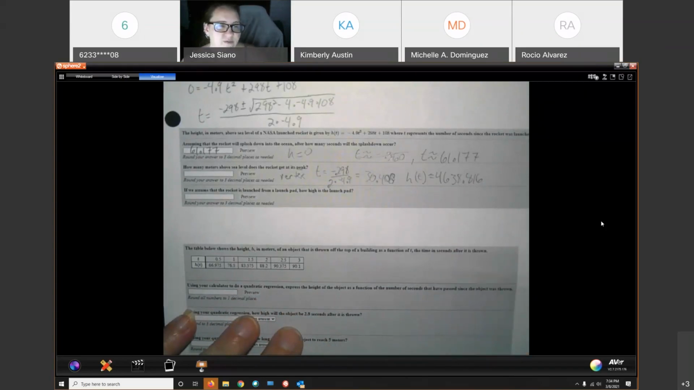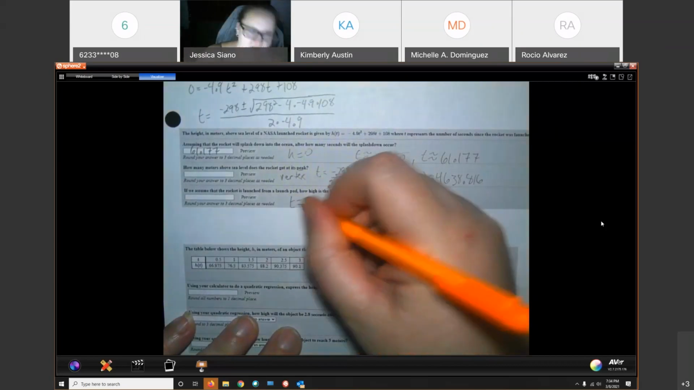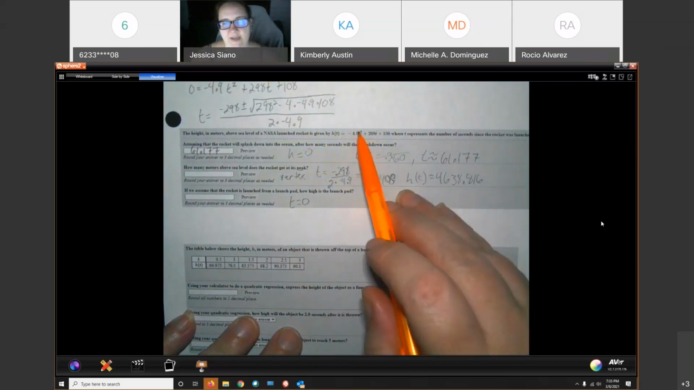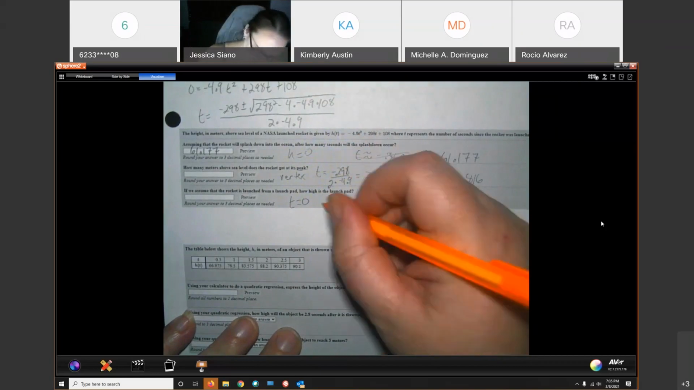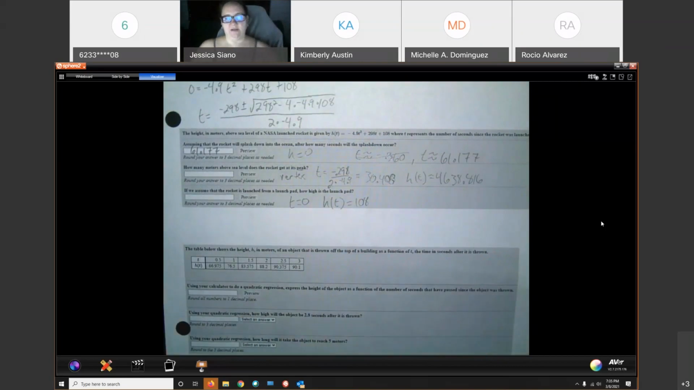And then if we assume the rocket is launched from a launch pad, how high is the launch pad? So think about it. The rocket is sitting on the launch pad at the point when it launches. So that would be when T is 0. And so if T is 0, then that means this drops out, and I'm left with this 108. So that would be the height of the launch pad.